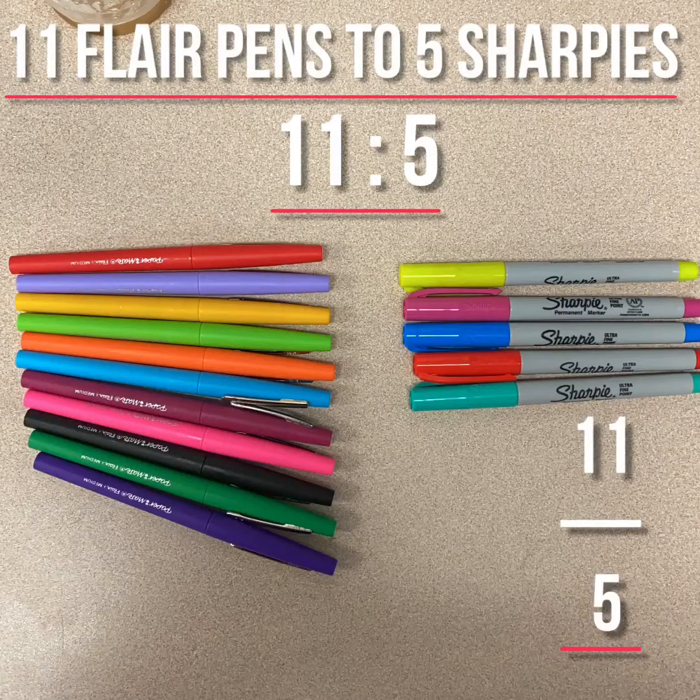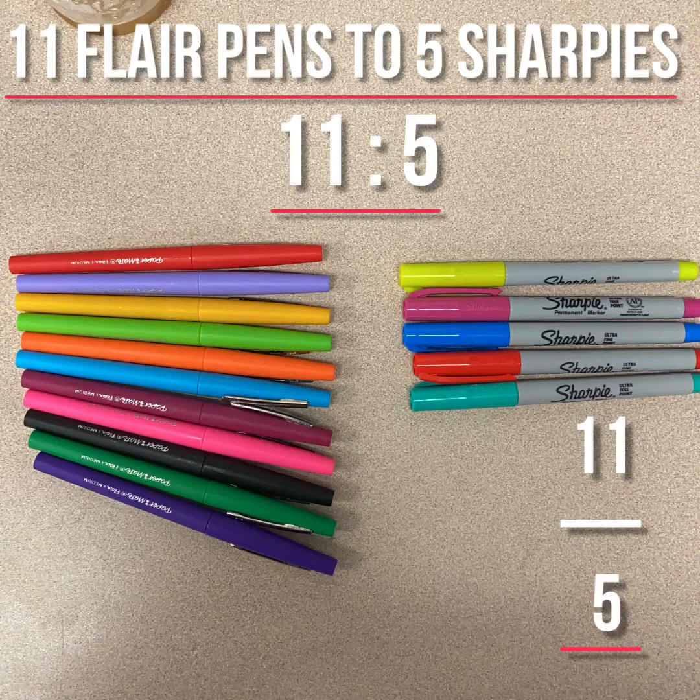So here are the three ways that we could write our ratio. We could write it as 11 Flair pens to 5 Sharpies, which is represented there at the very top. We could write 11:5 is another way to represent a ratio. And the last way in the bottom right corner down there, 11/5. We can make it look like a fraction. It's another way of writing a ratio.